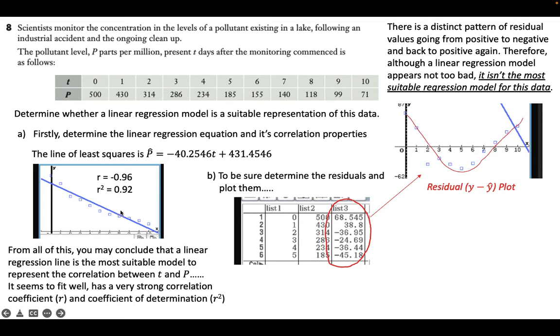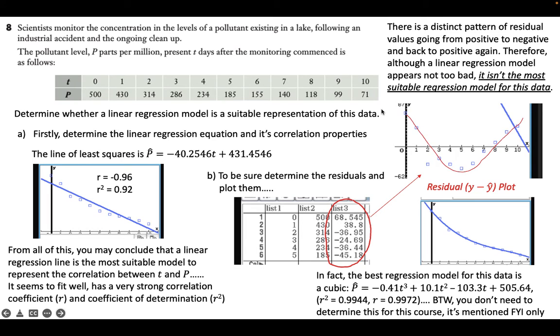You could be excused for thinking that a linear model would be a good, tight, strong correlation representation of that data. And it's still not bad, but it's not the most suitable model. The most suitable model actually is some other kind of non-linear model. And in actual fact, you don't need to know this, but for interest, your ClassPad can show you that in fact it's a cubic relationship that is your best representation model for this data.